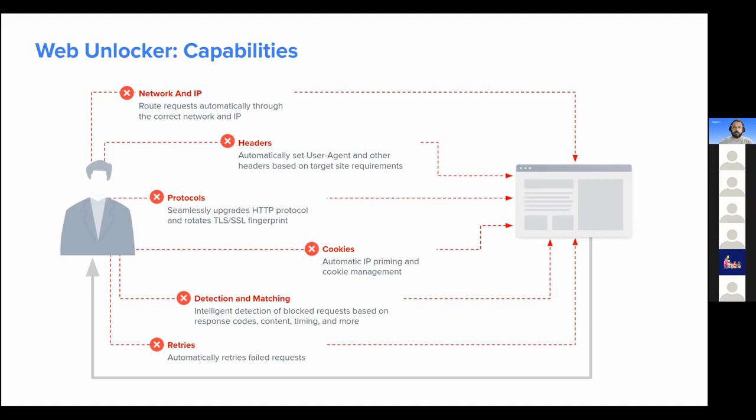When within the network you're using, for example, data center IPs, you also need to manage the IPs so that they don't get burnt, don't get blocked. You need to rotate them. You need to have a sufficient amount of IPs. So this is one section that needs to be managed.